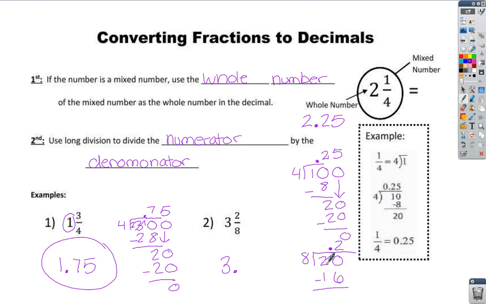We're going to subtract: 20 minus 16 is 4. Now we're not at 0 yet, so we need to add a 0 and bring it down. We get 40. 8 times 5 gets you to 40. And we'll subtract and get 0. So our decimal is 0.25. We need to add that to that 3, so we have 3.25. And that is our fraction to decimal for number 2.